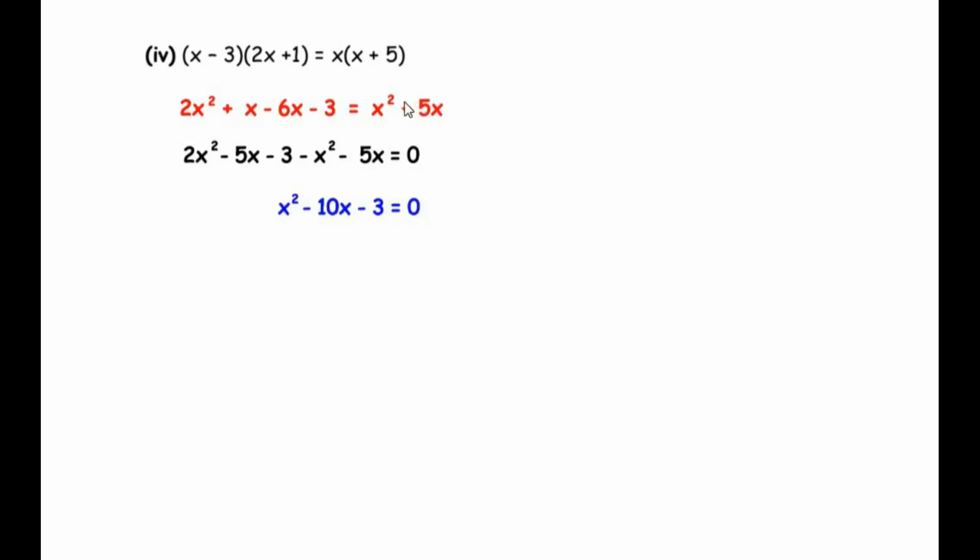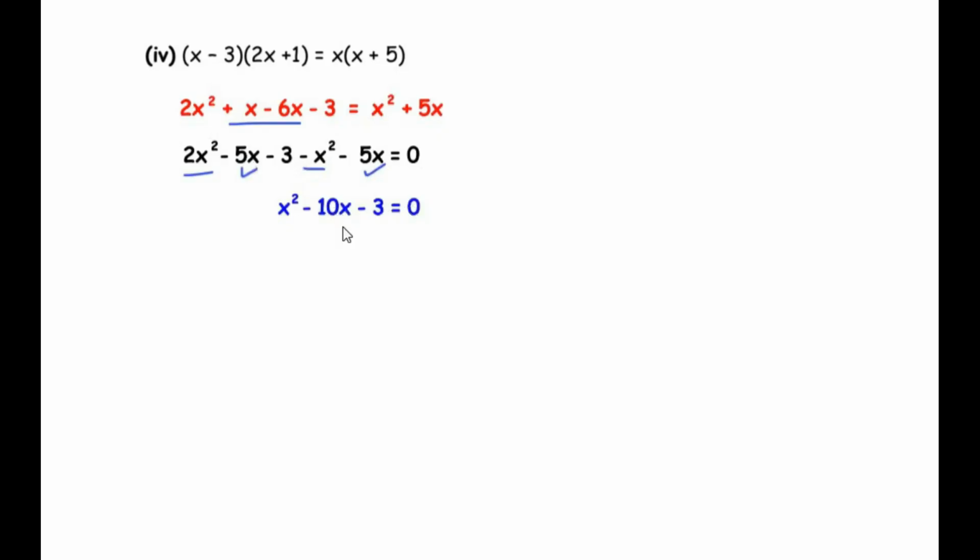Now let us take these two terms on the left hand side. So we get 2x square. Now positive x and negative 6x are like terms. So when you add them together you get negative 5x, negative 3. Now positive x square on the right hand side becomes negative x square and positive 5x becomes negative 5x, equal to 0. Now 2x square and negative x square, they are like terms. So when you subtract them you get 1x square, and negative 5x and negative 5x are like terms with the same signs. So when you add them you get negative 10x, negative 3 equal to 0.